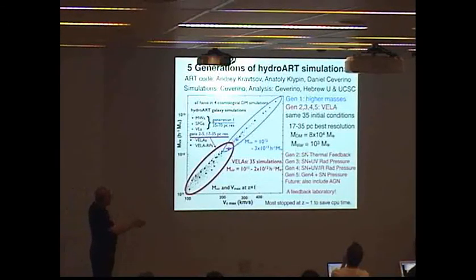Generation 2 was supernovae with thermal feedback. 3 added UV radiative feedback and photoionization and so forth. 4 added an infrared boost to the radiative feedback. 5 added supernova pressure feedback, similar to what the FIRE simulations do. And in the future, we also want to include AGN. These have mostly been run just to redshift 1.